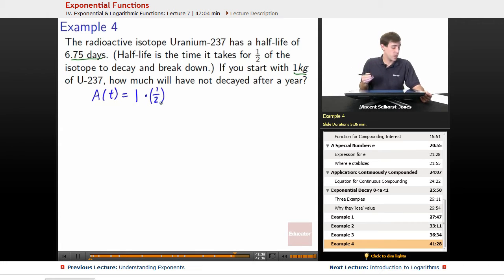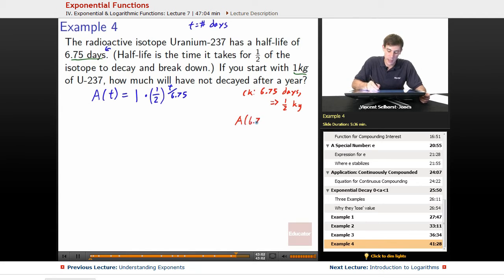So how fast is a cycle? We'll make t into the number of days, because we see that we're dealing with days here. So t divided by 6.75. So let's do a real quick check. We know after 6.75 days, we should have 1/2 a kilogram. So let's check that by plugging it in. A of 6.75 is going to be 1 times 1/2 raised to the 6.75 over 6.75, which is the same thing as just 1/2 to the 1, which equals 1/2. So sure enough, it checks out.